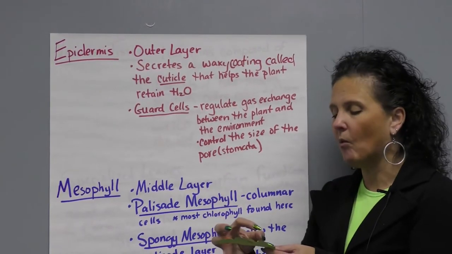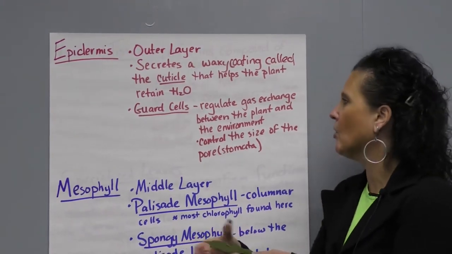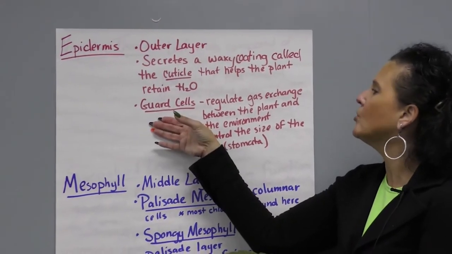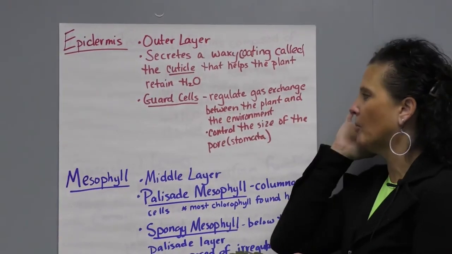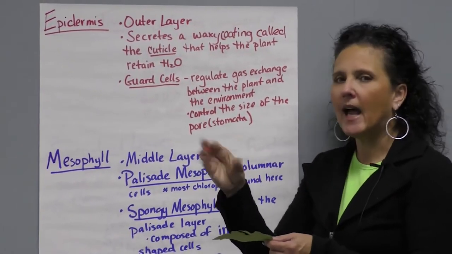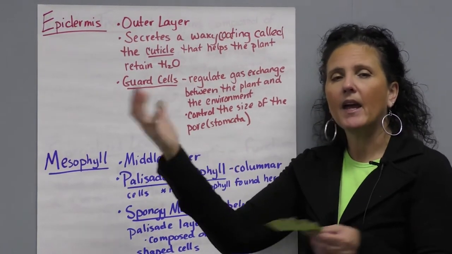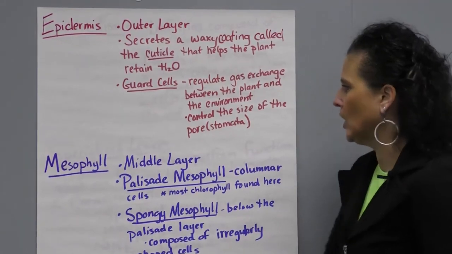So when it absorbs that water, it doesn't all leave the plant. It can help it to retain water because of that cuticle. And then those guard cells that I told you regulate gas exchange between the plant and the environment, and they control the size of that stoma. So at night, they close here in regular plants, and then in the day, they open up and allow more of that gas exchange to occur.